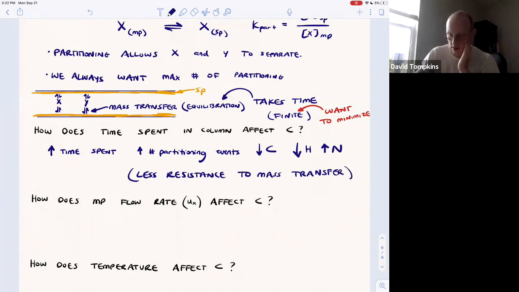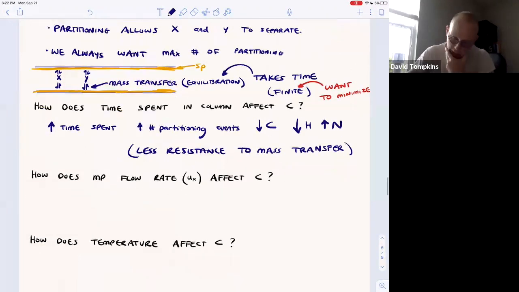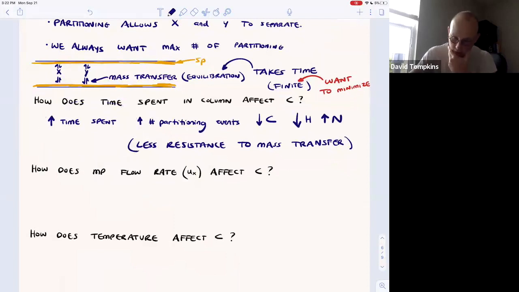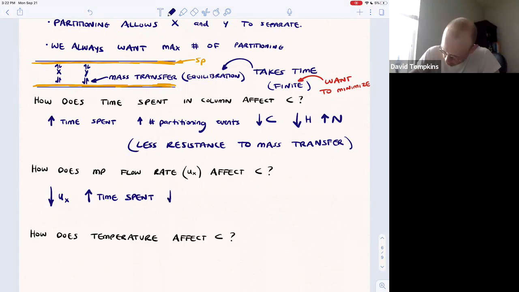So the mobile phase flow rate is going to directly affect this time spent on the column, right? If you have a lower flow rate, then there will be more time spent on the column. And as I outlined above, the C term will go down. There will be less resistance to partition, and the number of plates will go up.